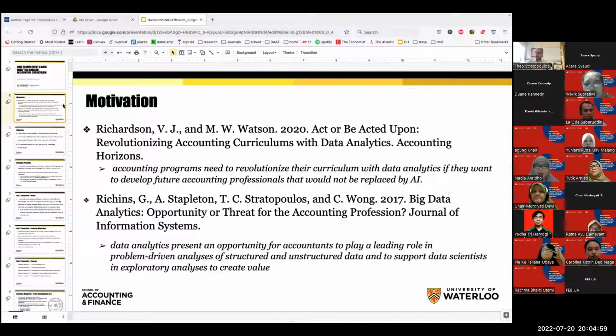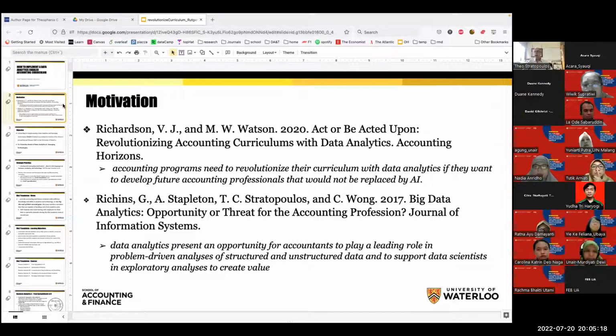So it is kind of a wake-up call for the accounting community in the sense that we need to think seriously about the way that we are teaching accounting. The main message that comes from their story is that we need to revolutionize our accounting curriculum by enabling the use of emerging technologies and data analytics.